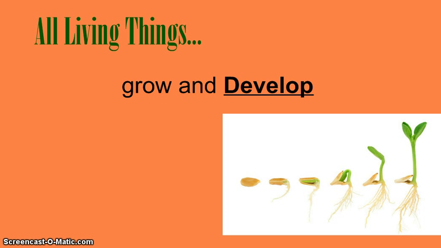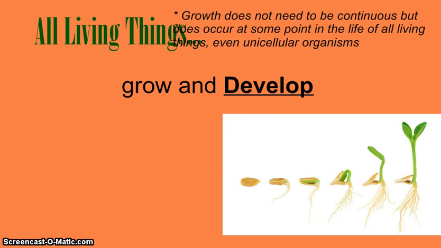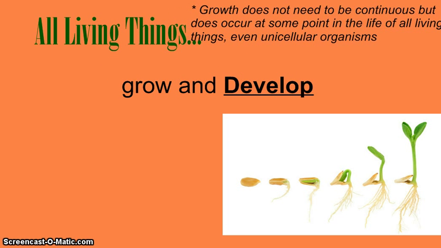So now, as you have filled in your note sheet up to this point, you have 2 circles filled in with some notes. The third circle you'll be filling in is all living things grow and develop. We all understand what grow means. Grow is going to be changing in physical size, although growth does not need to be continuous, but does occur at some point in the life of all living things, even in unicellular organisms.